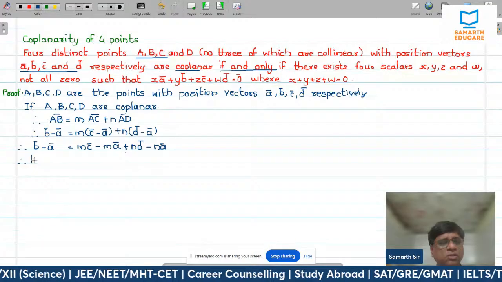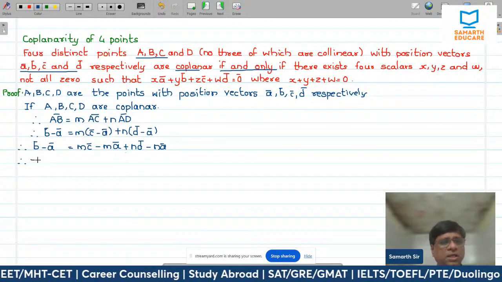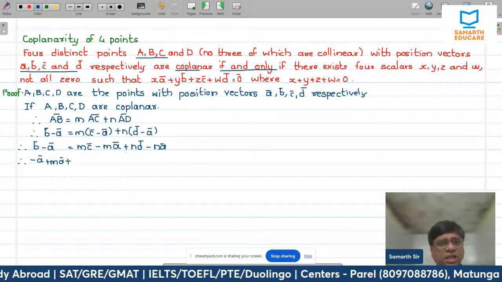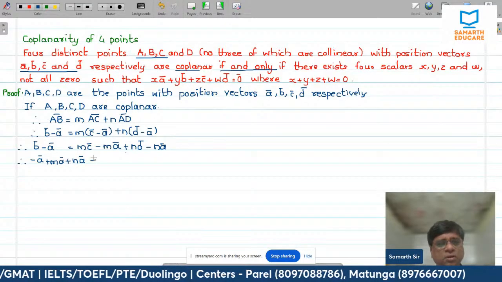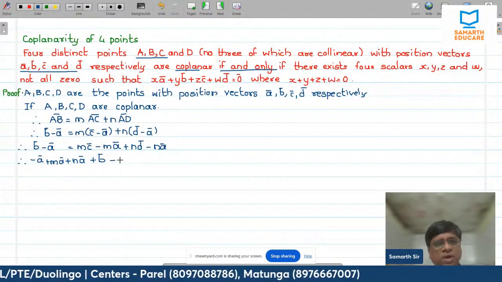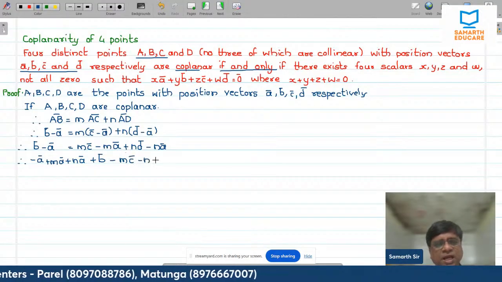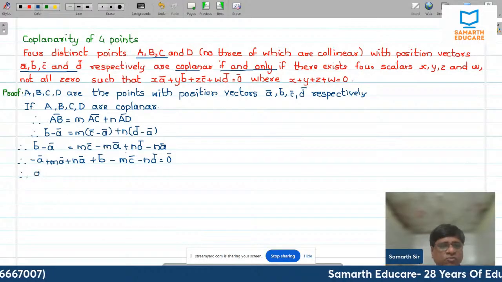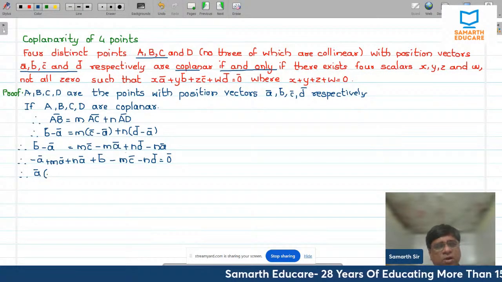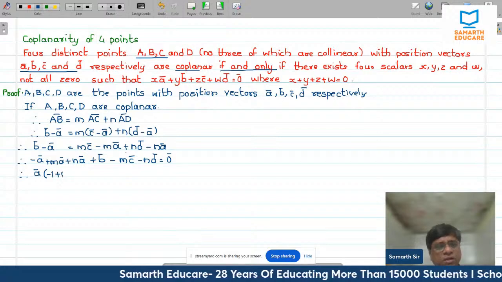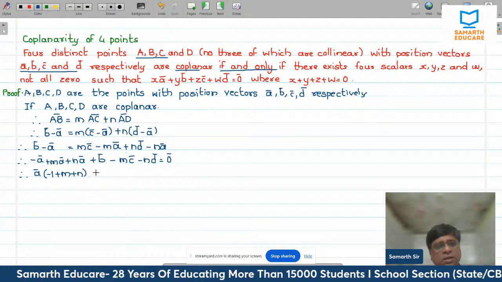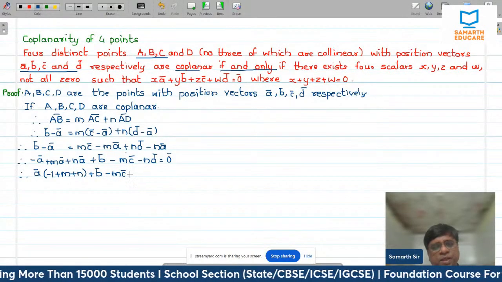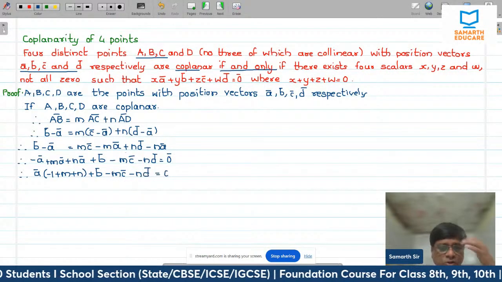B bar, minus A bar plus M A bar plus N A bar. B bar is a single term. Then minus M C bar minus N D bar. So I've taken everything on the right and left hand side. Now, from the first three terms, if I take one A bar common, minus 1 plus M plus N, plus B bar minus M C bar minus N D bar is equal to 0 bar.